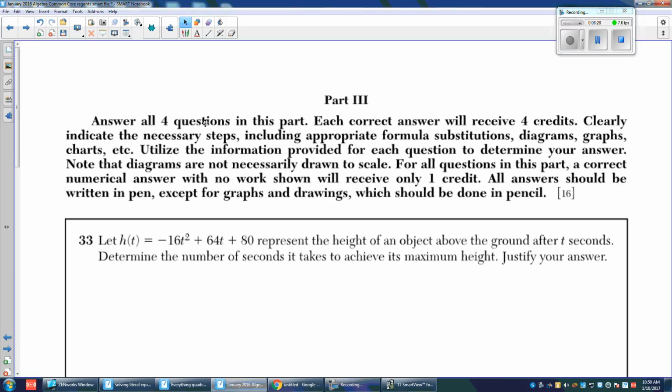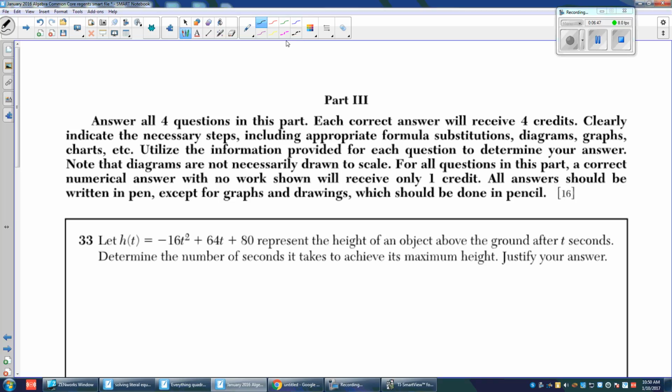Answer all 4 questions in this part. Each correct answer will receive 4 credits. Clearly indicate the necessary steps, including the appropriate formula substitutions, diagrams, graphs, and charts, etc. Utilize the information provided in each question to determine your answers. Note that diagrams are not necessarily drawn to scale. For all questions, a correct answer with no work will receive 1 point.